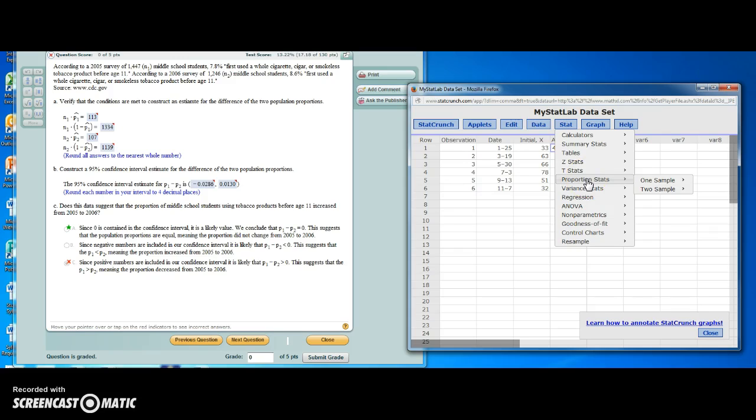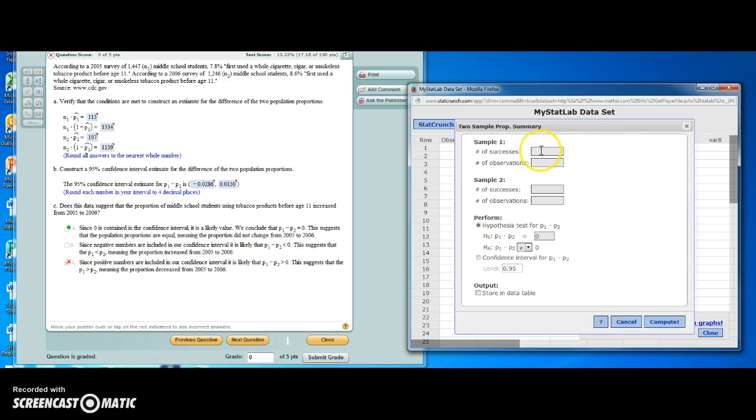So I'm going to go to Proportion Stats, Two Sample. This is two samples because I have a sample in 2005 and a sample in 2006. And I don't have the data, I have summary data. And so I have the number of successes, that's 113.